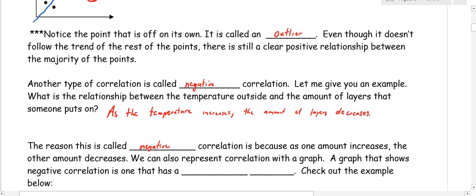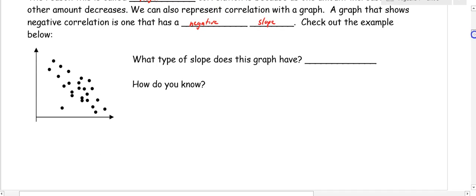We can also represent this correlation with a graph. So this type of graph that has a negative correlation is going to have one with a negative slope. So let's look at the graph here. And so we can see that it is going down from left to right. So this is going to be a negative slope. And how do we know? The data points are falling from left to right.